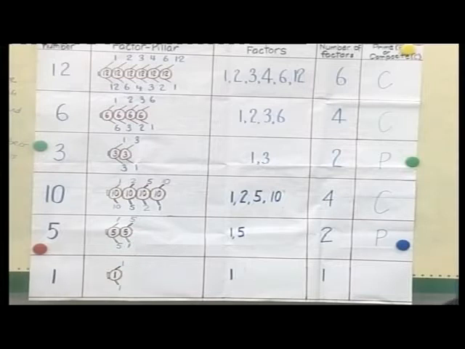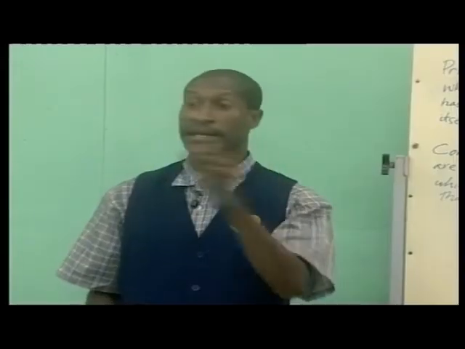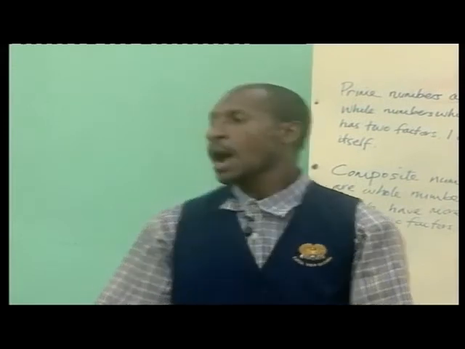But we can call whole number 1 a special number. It is a special number because it does not have more than 2 factors. Therefore, whole number 1 is a special number. It is not a prime number and it is not a composite number. It does not fall in either of prime numbers or composite numbers. Are we clear with that? Yes. Okay, good.